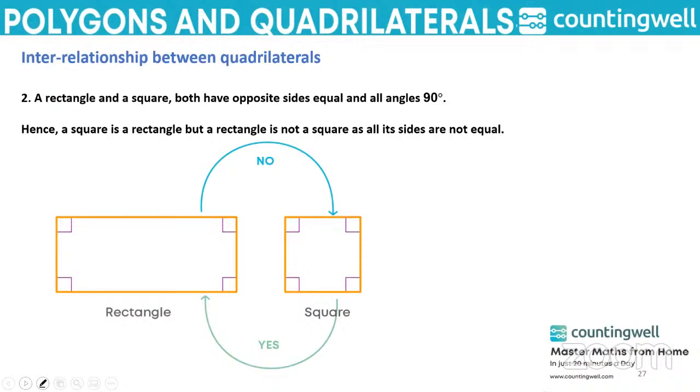Next, a rectangle and a square both have opposite sides equal and all angles are 90 degree. So we can say that a square is a rectangle, but a rectangle cannot be always a square. So a square is a rectangle, but a rectangle is not a square as its sides are not equal. Because in square what happens? All sides are equal. But in rectangle, only opposite sides are equal.